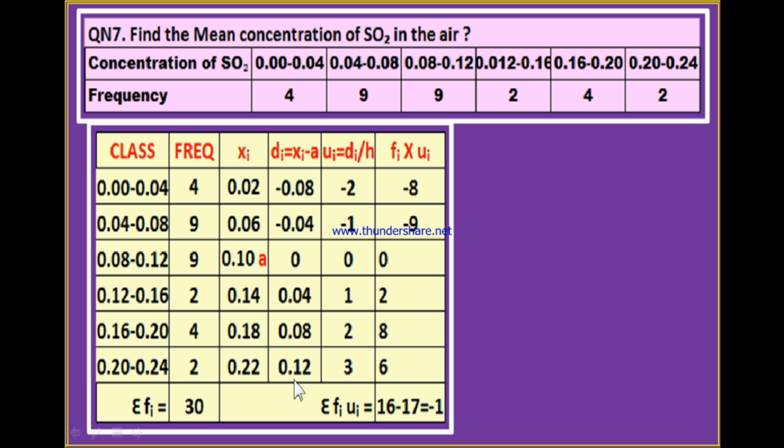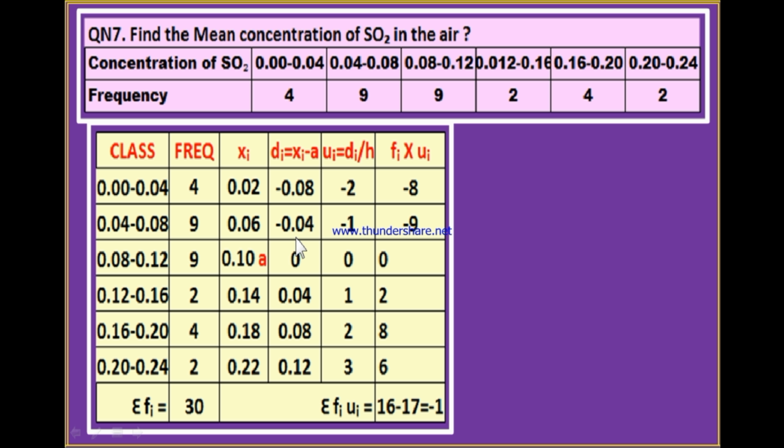These are the deviations. The next column is for ui, the step deviation. The formula to find ui is di divided by h. Here h means the height of the class. How to find h? h is the difference between any two successive lower boundaries or any two successive upper boundaries. The difference is always the same, which is 0.04. Therefore, h is equal to 0.04.